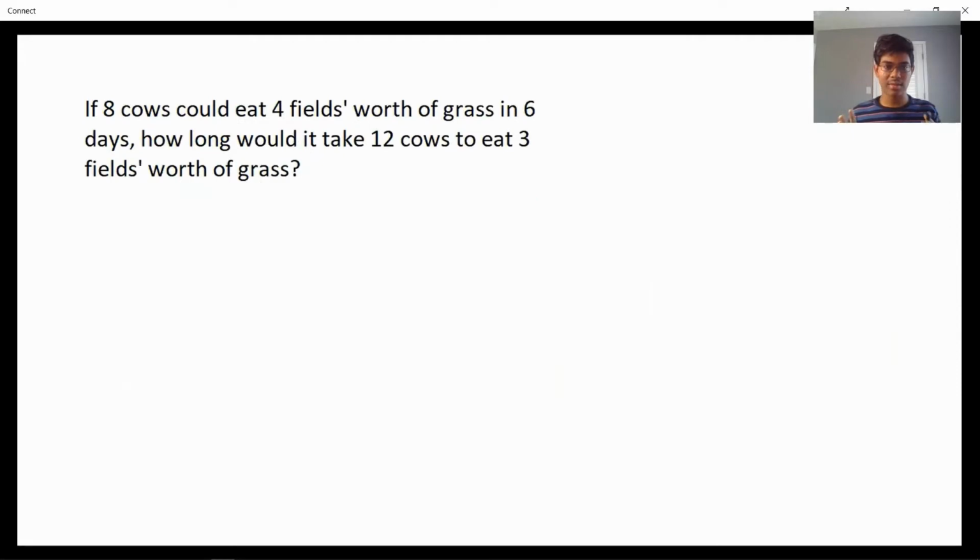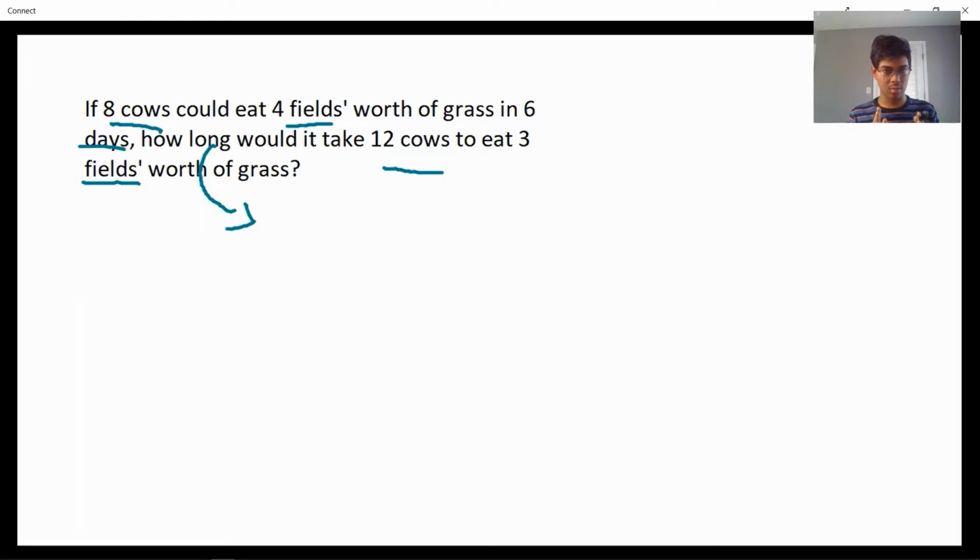So, if you're still confused about what kind of questions we're going to be solving and learning about today, these kind of questions. If 8 cows could eat 4 fields worth of grass in 6 days, how long would it take 12 cows to eat 3 fields worth of grass? So here you can see we have multiple variables. We have cows, we have fields, we have days, and we have to find one particular variable where we're given everything else. We have to find the number of days it would take a certain number of cows to eat a certain number of fields.